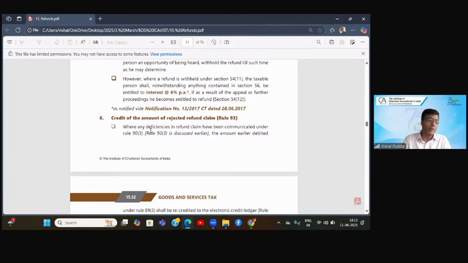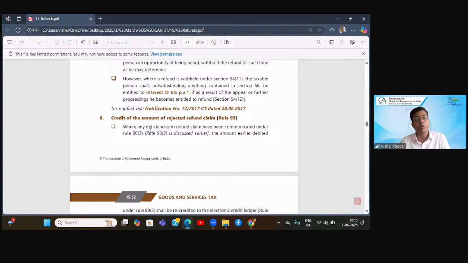Now, in case where you have applied for refund of accumulated ITC, which will happen in case of inverted duty structure or export without payment of tax, or where in case of export, the recipient is going for refund. In all these cases, you are applying for refund of the accumulated ITC. In such cases, when you submit the application on the portal, the refund amount gets debited from your credit ledger. Reason being, you are demanding that much refund. So they will reduce that from your ITC ledger.